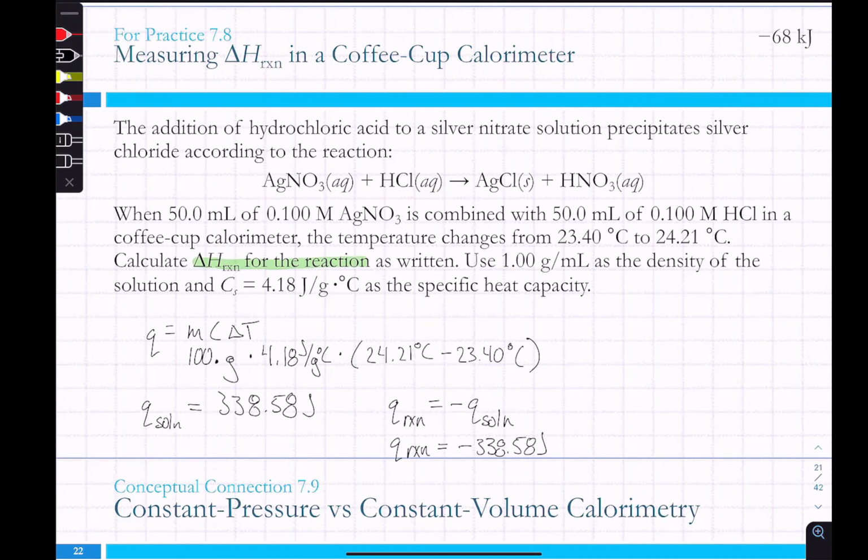So remember, molarity is moles per liter. So if I take moles per liter, the 0.1 moles per liter times liters, so 0.05 liters, that's 0.00500 moles AgNO3.